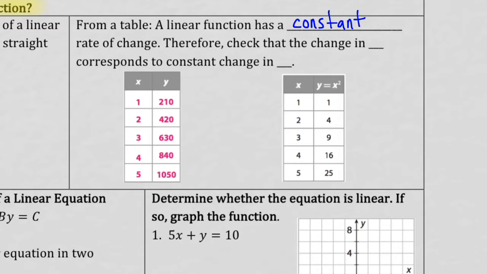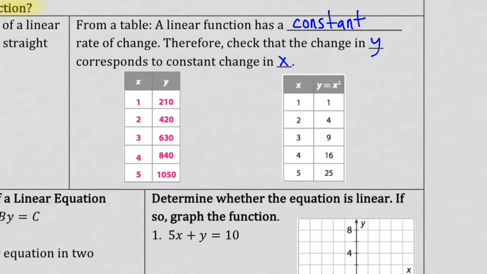Check that the change in y corresponds to a constant change in x. So what you need to do for a table to see if it's linear is to check how the numbers are changing. And that's what I'm going to do right here. Watch. Let's start with this side because it looks much easier.